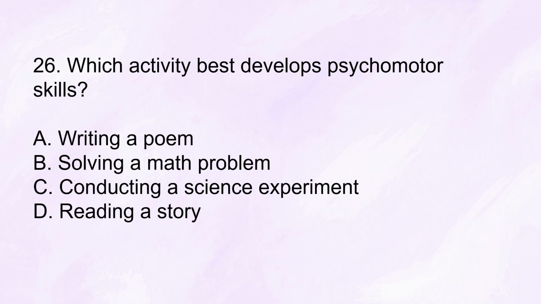Letter A, writing a poem. Letter B, solving a math problem. Letter C, conducting a science experiment. Or letter D, reading a story. The correct answer is letter C, conducting a science experiment. Psychomotor skills involve physical movement and coordination, for example, handling tools in an experiment. So that is the correct answer.